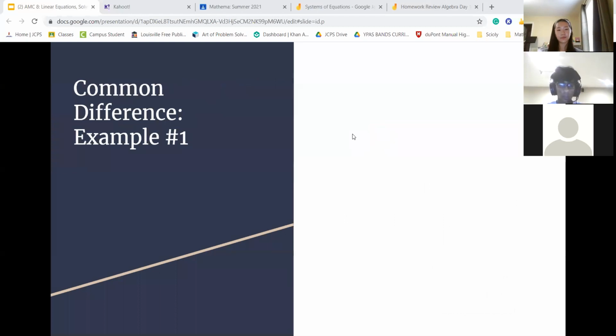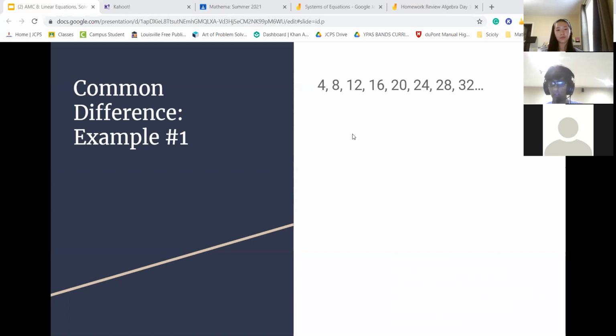So we're going to practice finding the common difference. The first example is 4, 8, 12, 16, 20, 24, 28, 32. Everyone should type the common difference for this one in chat. I'm going to give you guys 10 seconds. Everyone should type it. 10, 9, 8, 7, 6, 5, 4, 3, 2, 1.